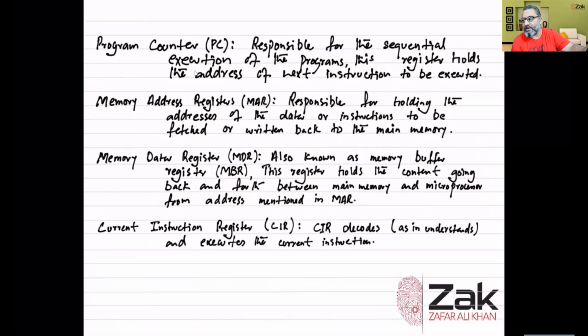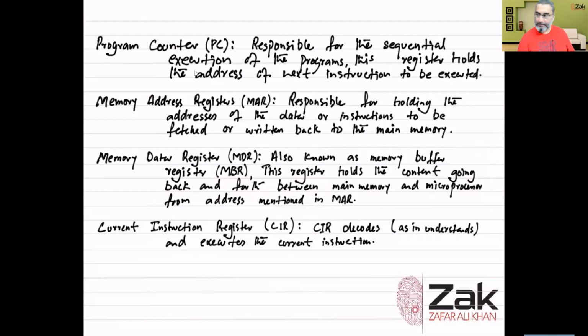All right. Current instruction register. It decodes and executes. All of the registers listed here, apart from the status and index register, are used in the fetch, decode, execute cycle. Index register and status register are not used in the fetch, decode, execute cycle. We will discuss index registers later when we study memory addressing techniques.